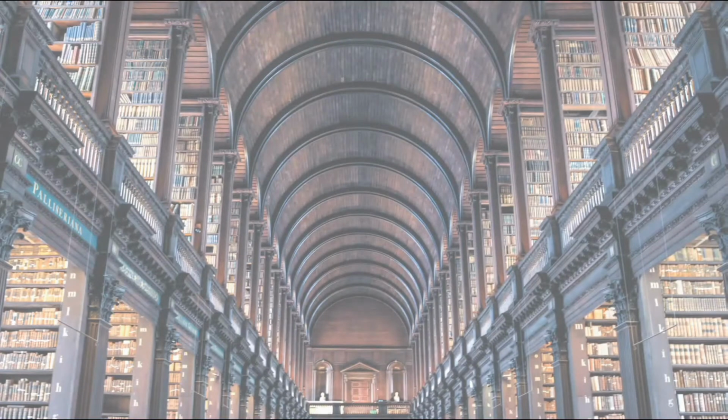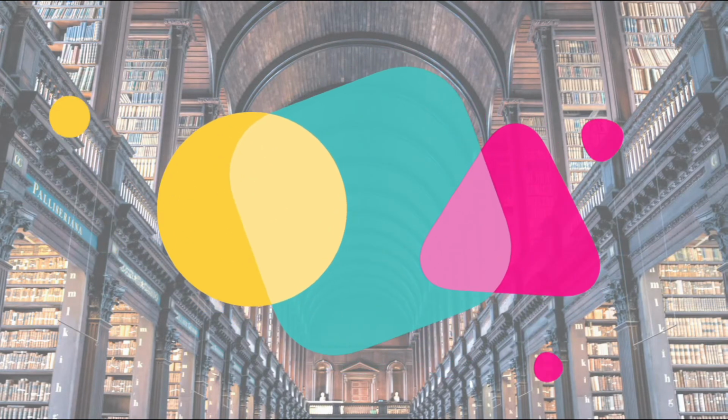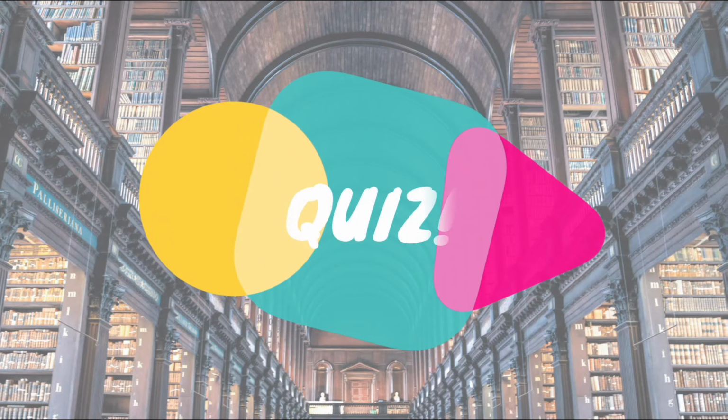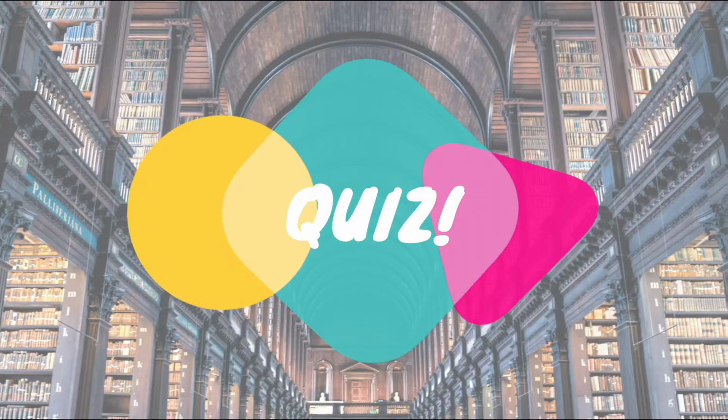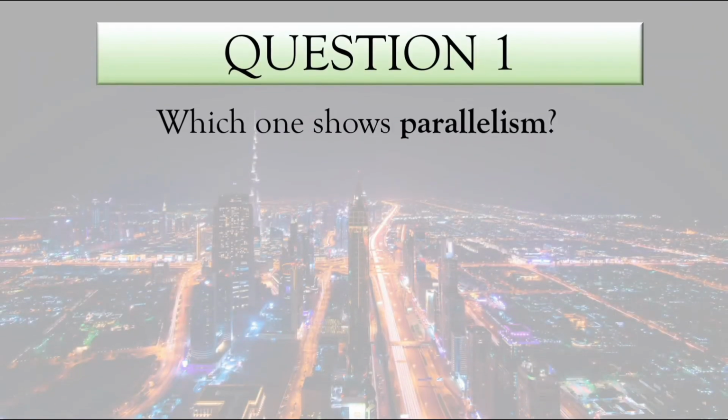Now that we've done parallelism using gerunds and infinitives, let's check our understanding with a short quiz. You will see two statements and you have to choose which one shows parallelism. For question 1, the topic is lifestyle and it's a response to an agree or disagree question. Again, choose a statement that follows parallelism.